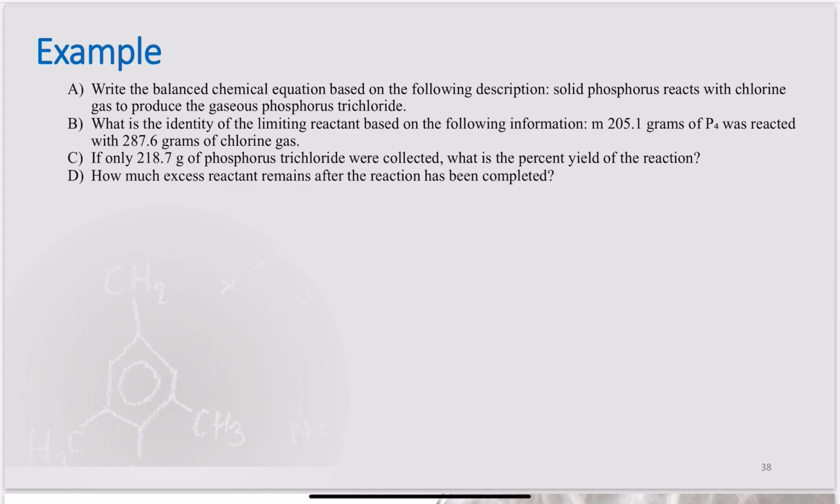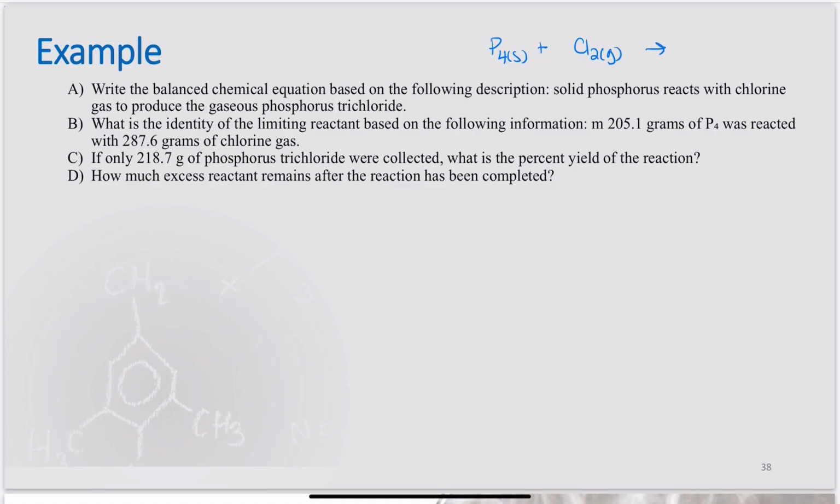What's this one? Write the balanced chemical equation based on the following description. Solid phosphorus reacts with chlorine gas to produce the gaseous phosphorus trichloride. Okay, let's do that first. So we have to remember that phosphorus is P4. It's one of our polyatomics. So P4, solid, reacts with chlorine gas. Chlorine is one of our diatomics, Cl2 gas.